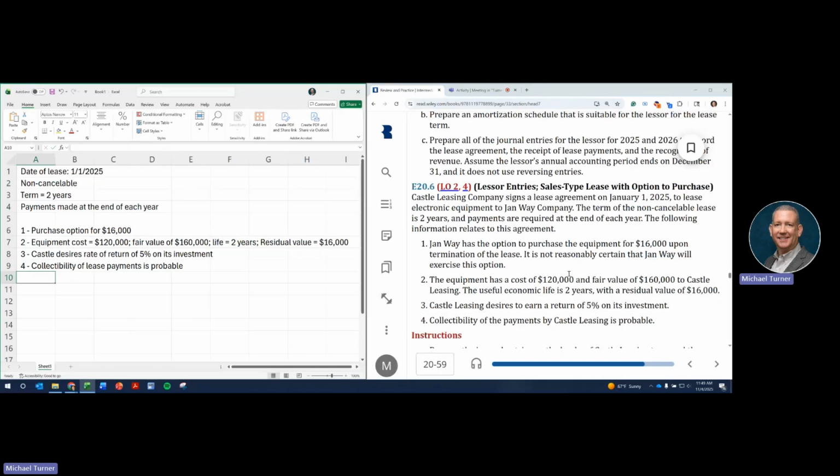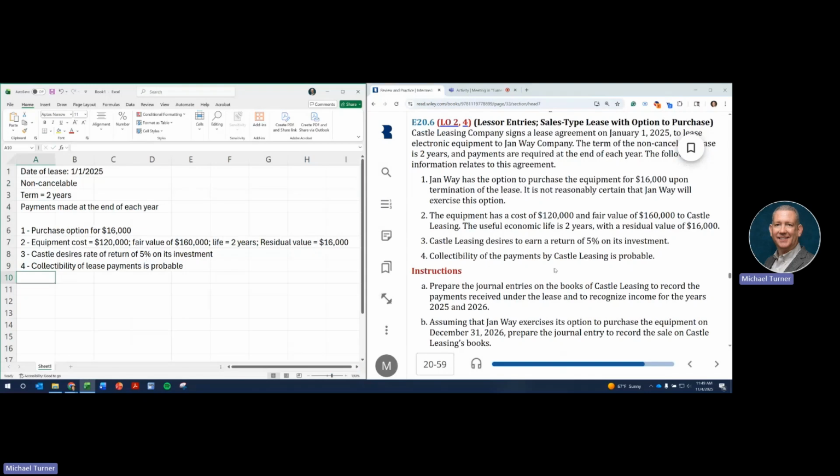Now let's see what we're required to do. Part A, prepare the journal entries on the books of Castle Leasing to record the payments under the lease and to recognize the income for the years 2025 and 2026. Okay, before we go into that, we first need to decide what type of lease this is for Castle. So we are the lessor in this example. Therefore, we're Castle Leasing Company. So let's decide if this is a capital lease that's going to be recorded as a sales type lease, or is this a more basic operating lease?